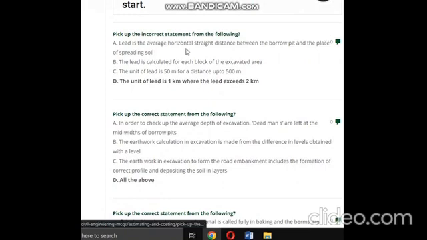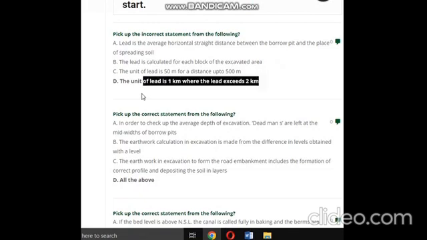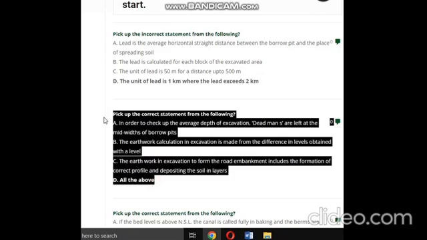Pick up the incorrect statement from the following. According to all, this one sentence came again and this is not true. The unit of lead is 1 kilometer where the lead exceeds 2 kilometer. Pick up the correct statement from the following. All of the above. All are correct.